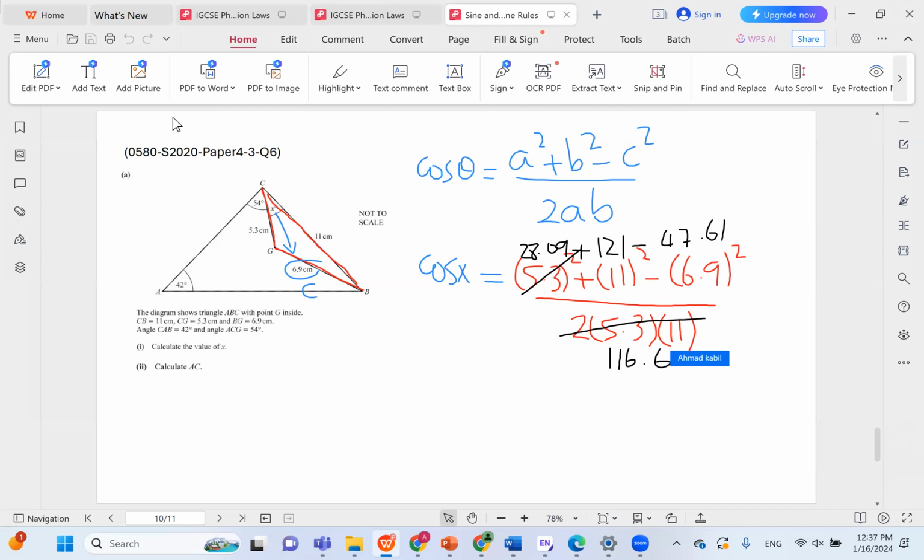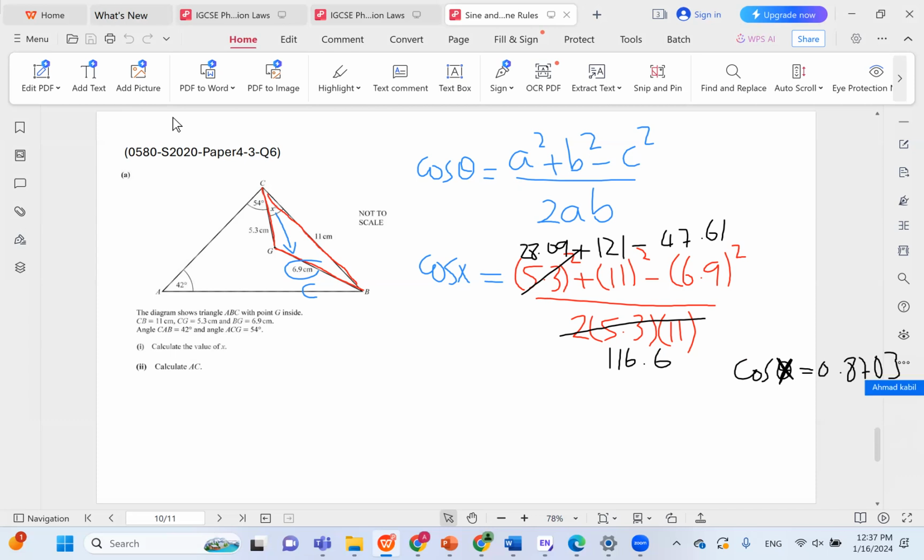So we have cosine X equals, and we just evaluate the numbers written in black. I'm just going to use the calculator: 28.09 plus 121 minus 47.61. And then this answer divided by 116.6 gives us 0.8703.